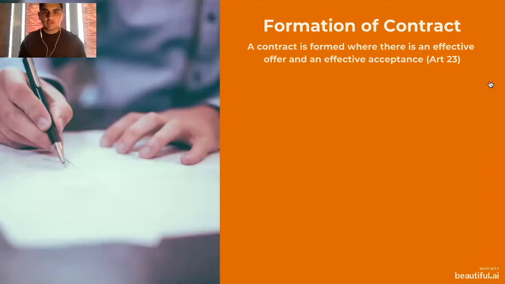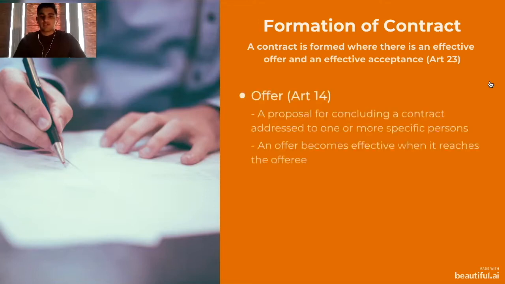So here we get into the rules, the specific rules about contracts themselves. If we look at one of the most fundamental rules, it's formation of contract. A contract is formed where there is an effective offer and an effective acceptance. An offer is a proposal for concluding a contract addressed to one or more specific persons, and it becomes effective when it reaches the offeree. You could write entire dissertations just about effectiveness of offer and when it's actually effective and who it has to be addressed to specifically. So I'm literally summarizing loads and loads of law in 2 lines. Just bear that in mind when you're learning this section of the course.